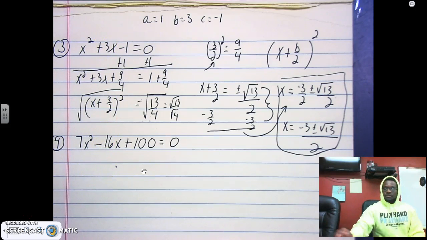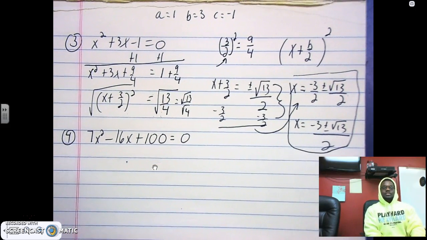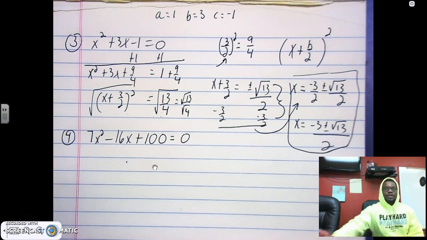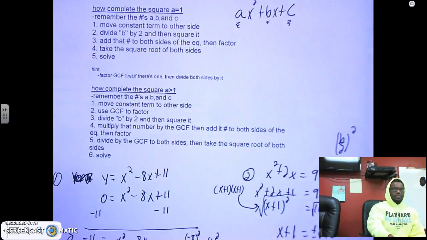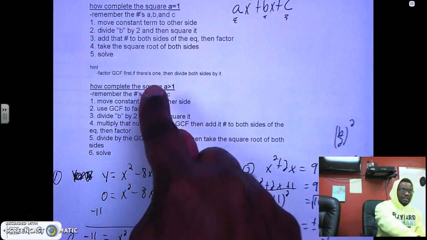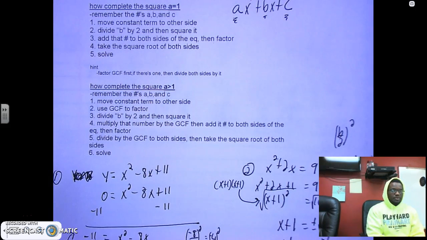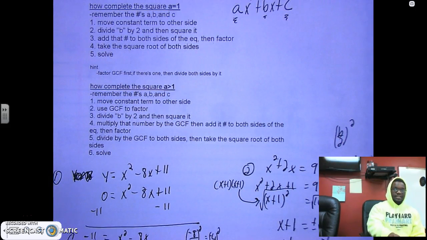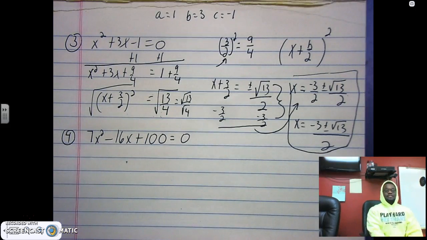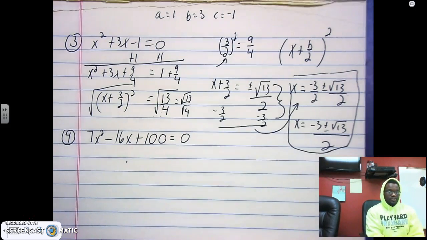All right, look at number 4. I'll at least try to get number 4 in here before we run out of time. But notice that this is the first one that we've worked where our leading coefficient is something other than 1. And so, if you remember, I gave you some steps here. I'm going to go through this process. I hope you wrote them down, and hopefully you understand.